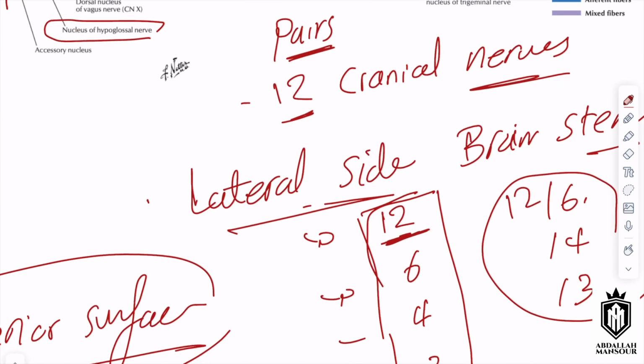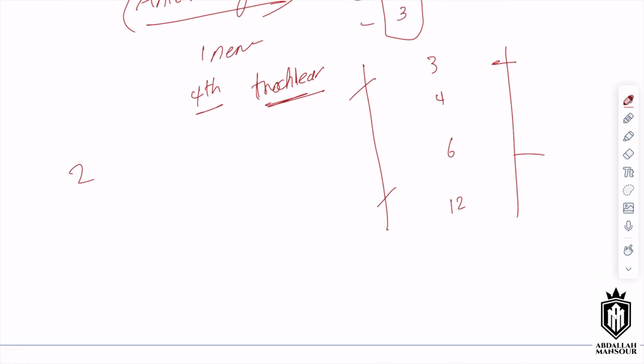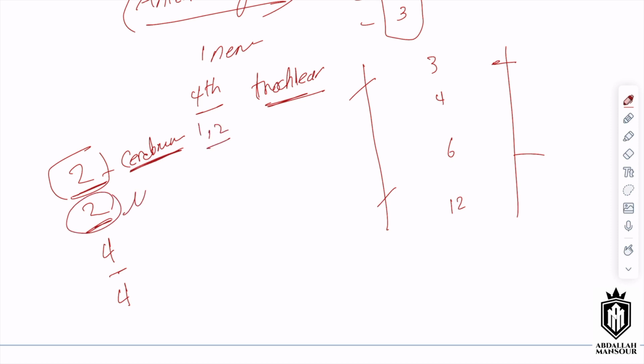There is another rule to understand about the cranial nerves, and this rule is 2, 2, 4, 4. When you add that up, that would be 12, right? So 2 of the cranial nerves come from the cerebrum, and these are cranial nerves 1 and 2. The next 2 come from the midbrain, and these are cranial nerves 3 and 4. The next 4 come from the pons, and the next 4 come from the medulla.